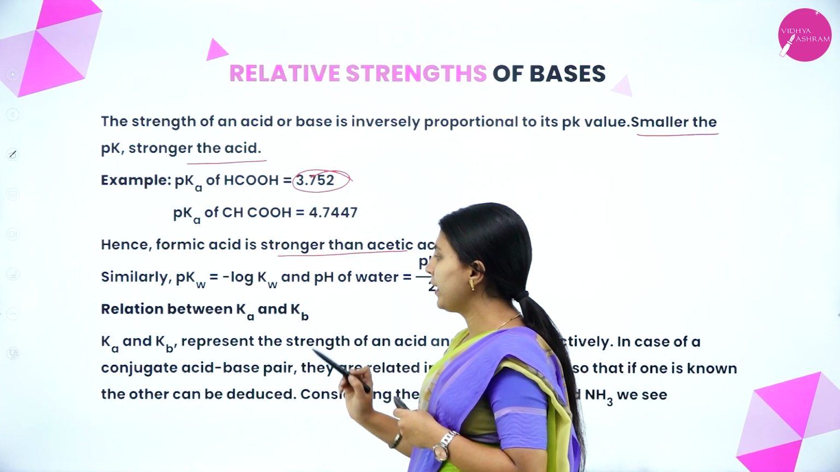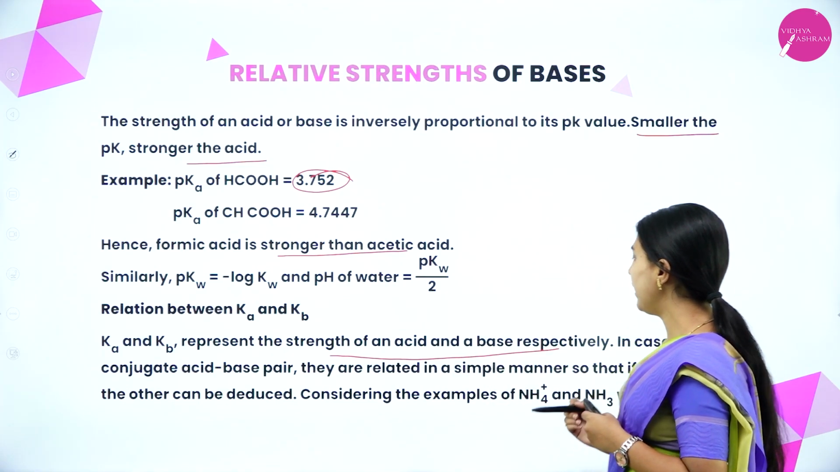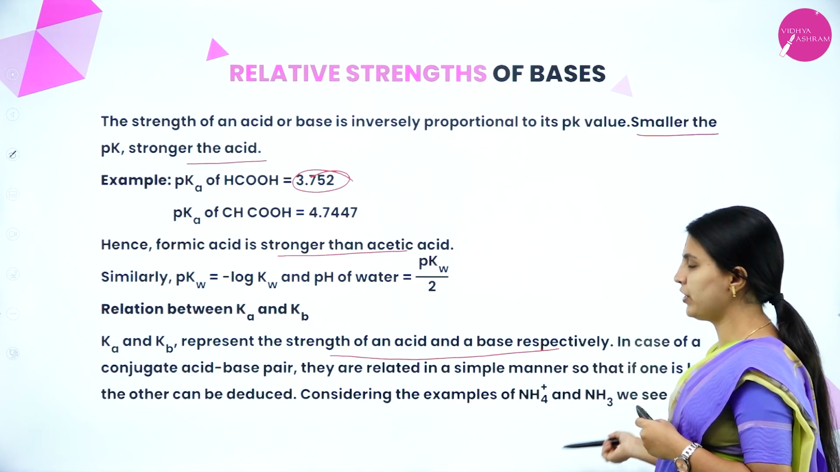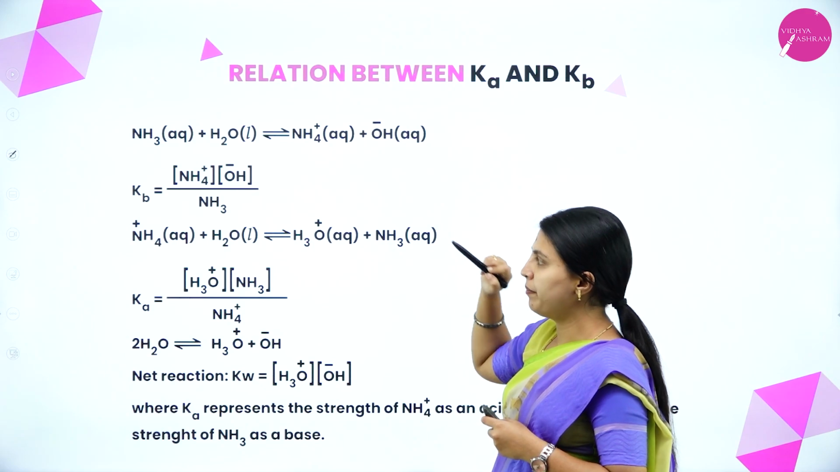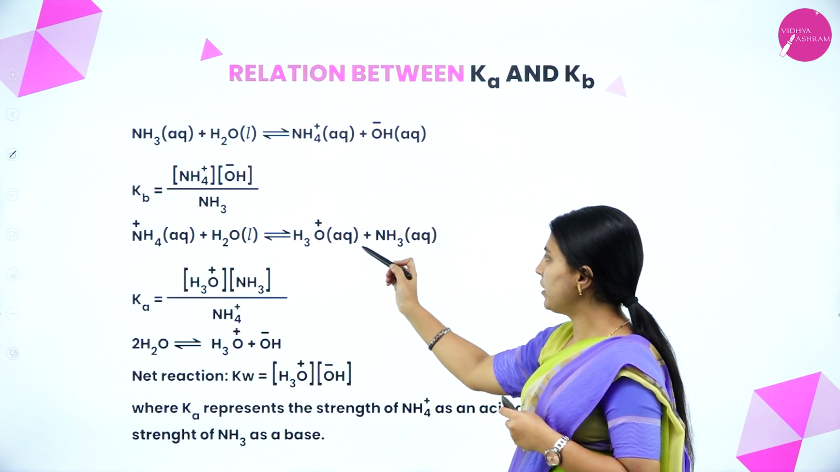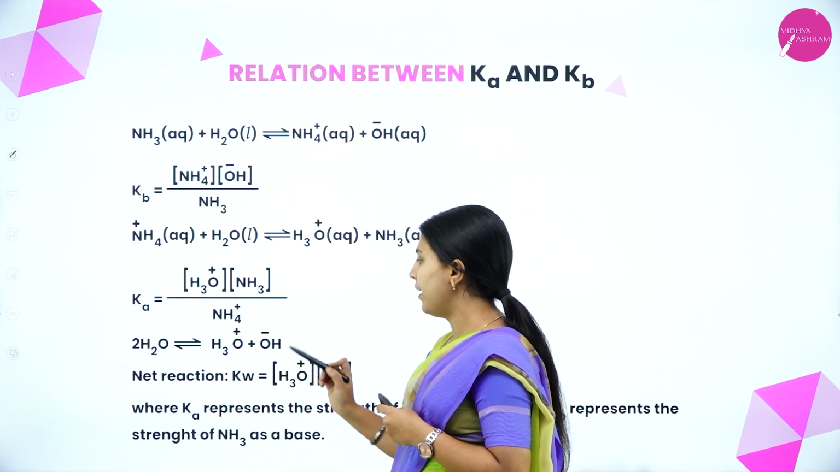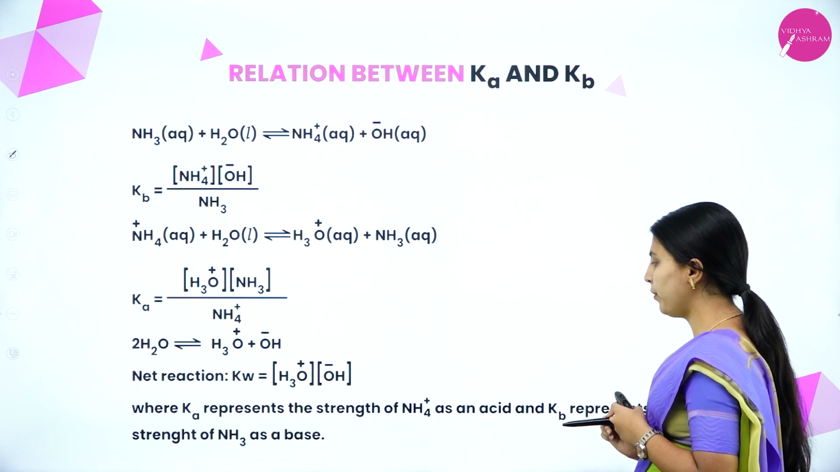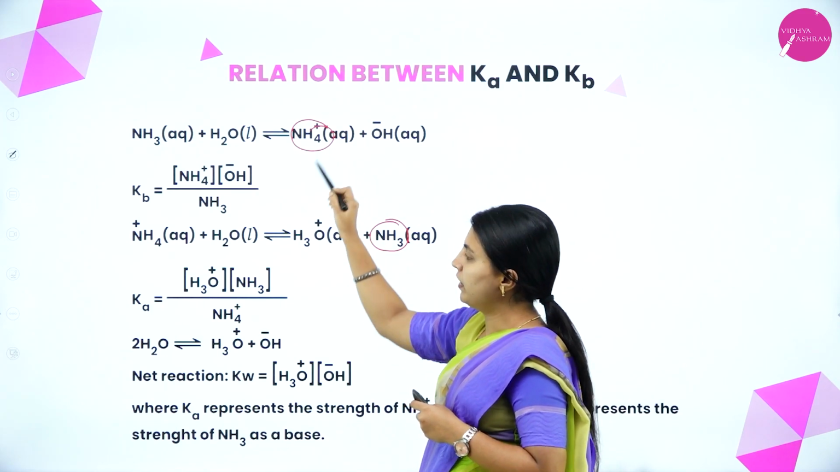Relation between Ka and Kb. Ka and Kb represent the strength of acid and base respectively. In the case of a conjugate acid and base pair, they are related in a simple manner so that if one is known, the other can be deduced, considering the example of NH4 plus and NH3. NH3 in aqueous medium gives NH4 plus and OH minus. Taking the equilibrium constant, product by reactant, NH4 plus in water gives H3O plus and ammonia. Adding 2H2O gives H3O plus and OH minus, the net reaction, with Kw equal to H3O plus into OH minus. Here Ka represents the strength of NH4 plus as an acid and Kb represents the strength of ammonia as a base. Usually we know this is a base and this is an acid. That is how we have proved it here.